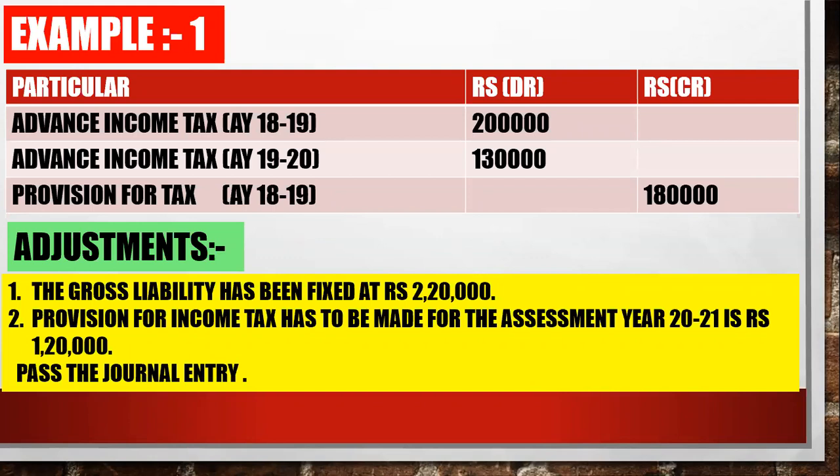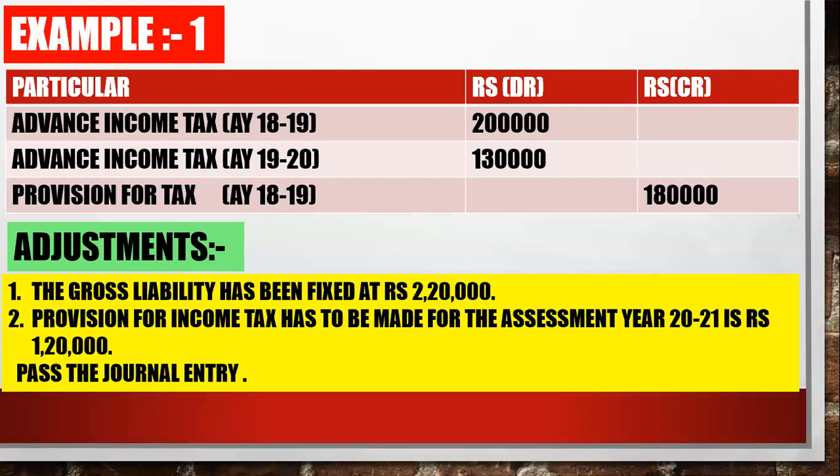The provision you have created is 1 lakh 80, but your tax liability is 2 lakh 20. So you have to check that your gross liability is 2 lakh 20. So you have to compare your tax liability with the provision for tax. Your tax liability is 2 lakh 20. Your provision is 1 lakh 80. That means it is 40,000 lesser than your tax liability. So now you have to create a provision of rupees 40,000. So while you're creating your PFT, your journal entry will be P&L account debit to PFT account of rupees 40,000.